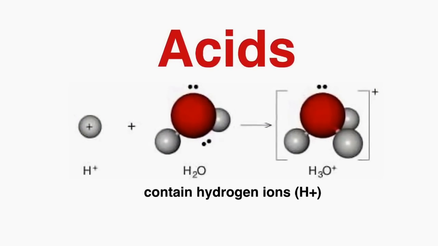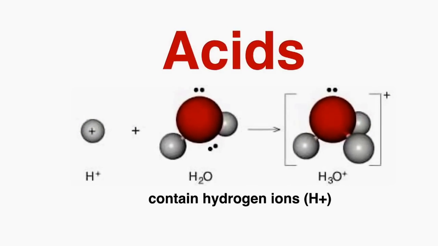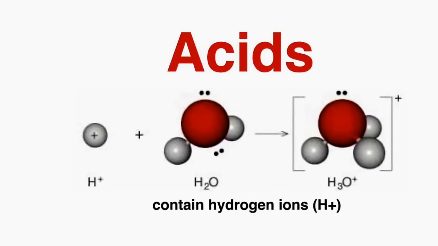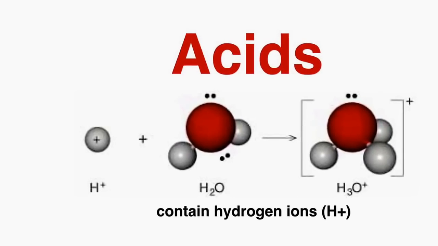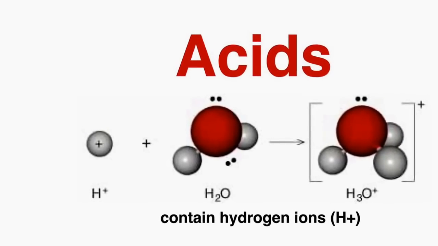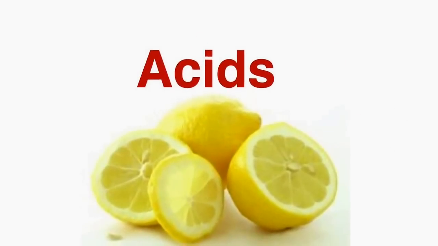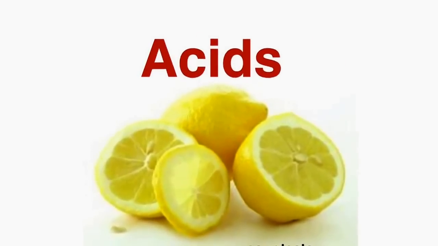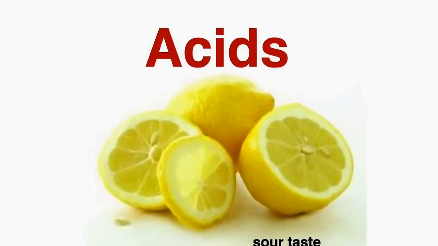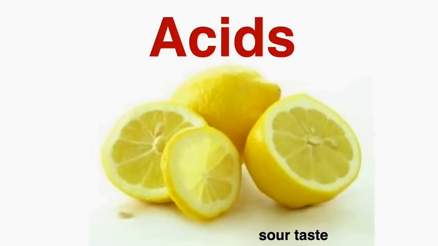Let's start by defining what an acid is and identifying some of its properties. An acid is a substance that releases a positively charged hydrogen ion in water. Acids are easily recognized by their sour taste. Citric acid makes lemons and limes taste sour.